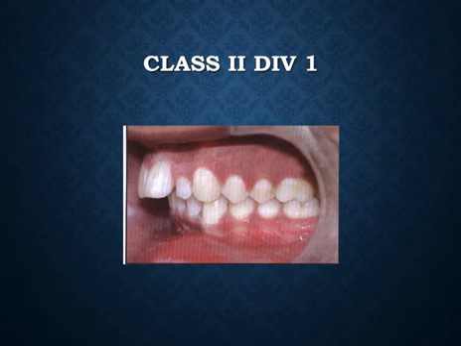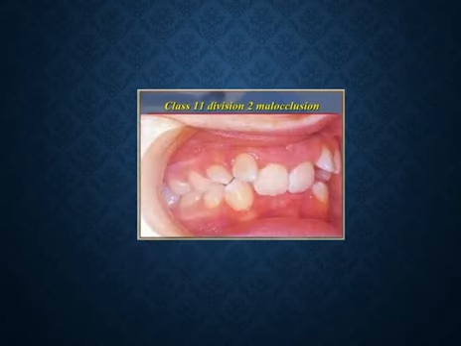Class 2 Division 2. As we said, Class 2 malocclusion is divided into Class 2 Division 1 and Class 2 Division 2. Class 2 Division 1 is a Class 2 with proclined maxillary anterior teeth, resulting in an increase in the overjet with normal or mostly deep bite. Class 2 Division 2 is the other type of Class 2 malocclusion, typically with maxillary central incisors tipped palatally, a short anterior lower face height, an excessive overbite, and normal or decreased overjet.